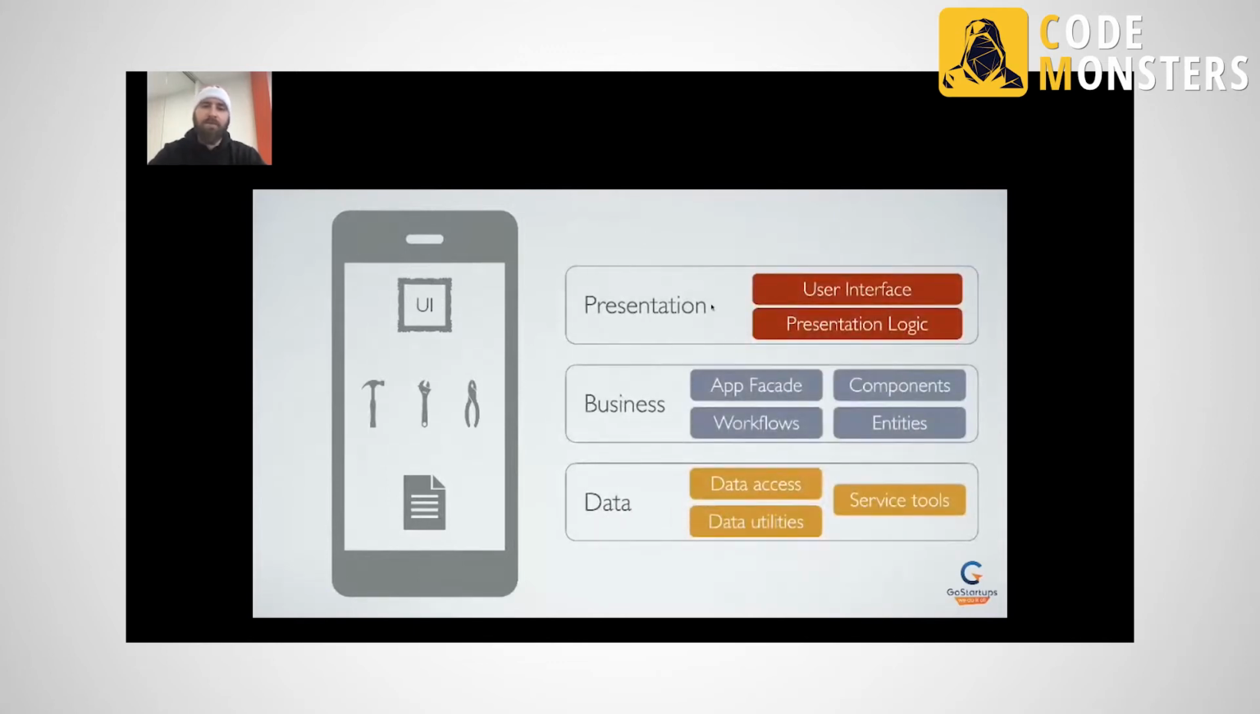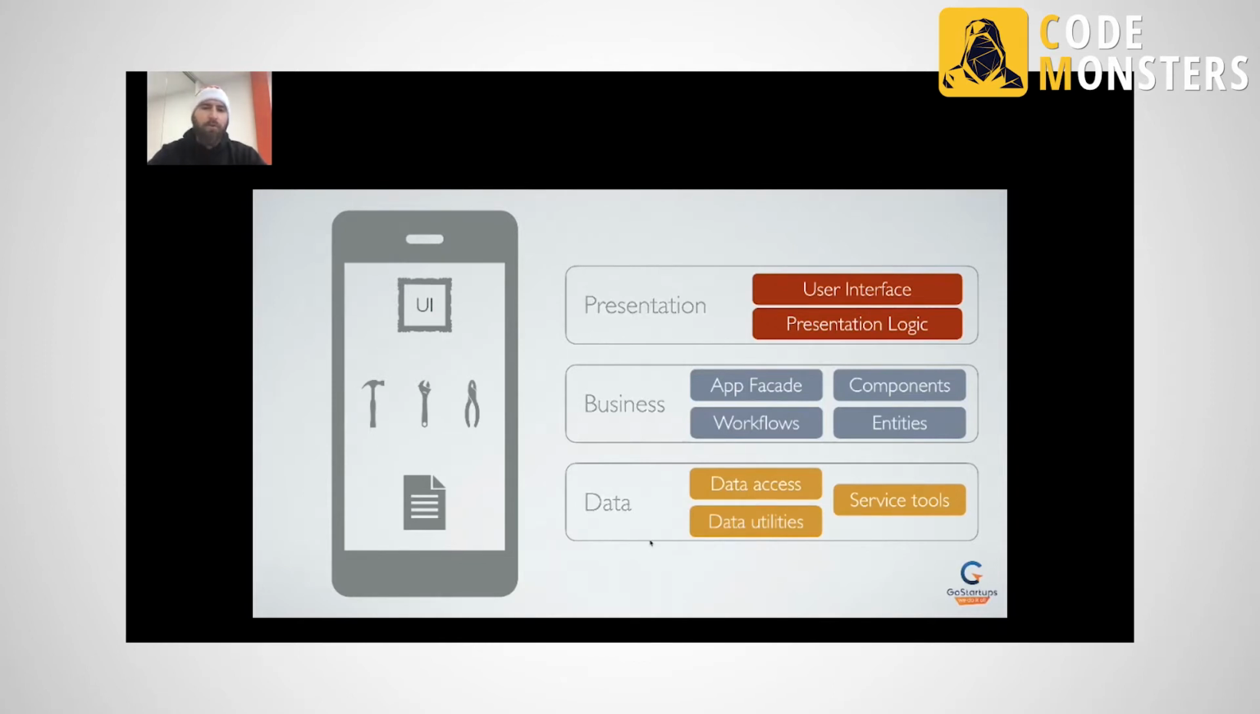These 3 different layers in the application are split into smaller layers. On the presentation layer, we have the user interface and the presentation logic. The user interface, in most cases with current iOS development, is all the storyboards and the views that are presented to the user. The presentation logic is the flows between the different screens, the animations that are presented, and so on. In the business logic, we have the app facade, components, workflows, and entities. And on the data layer, we have data access, data utilities, and service tools.